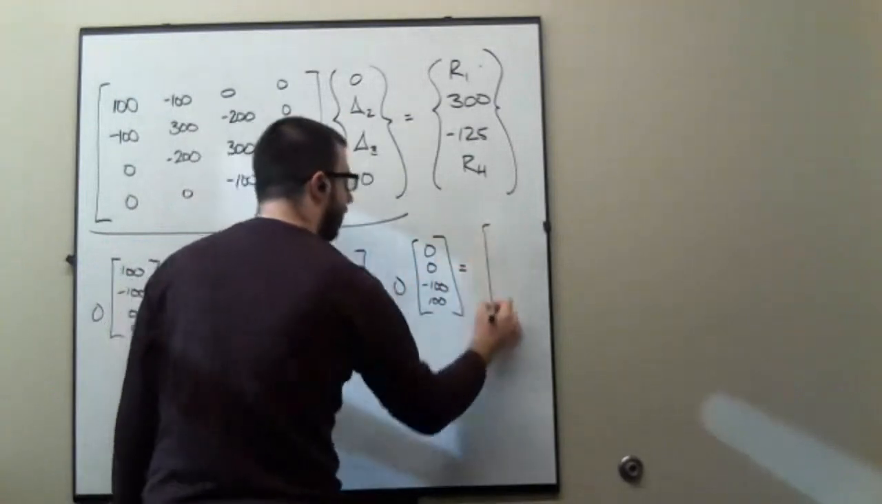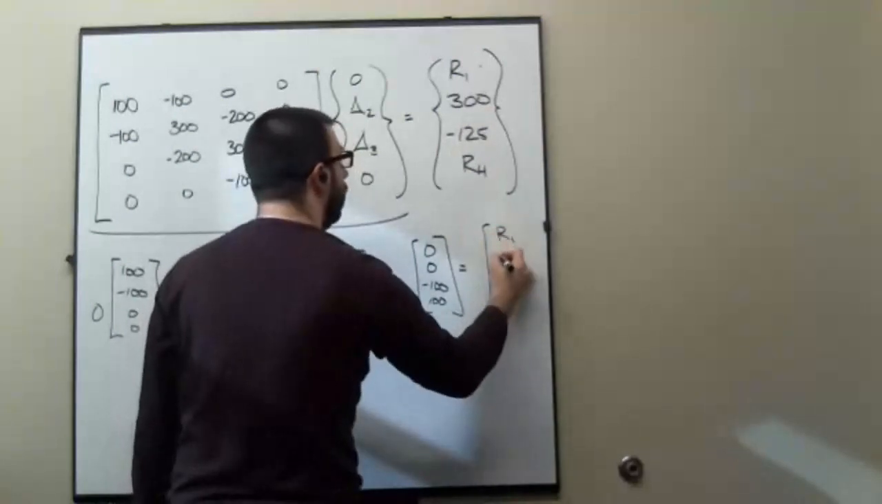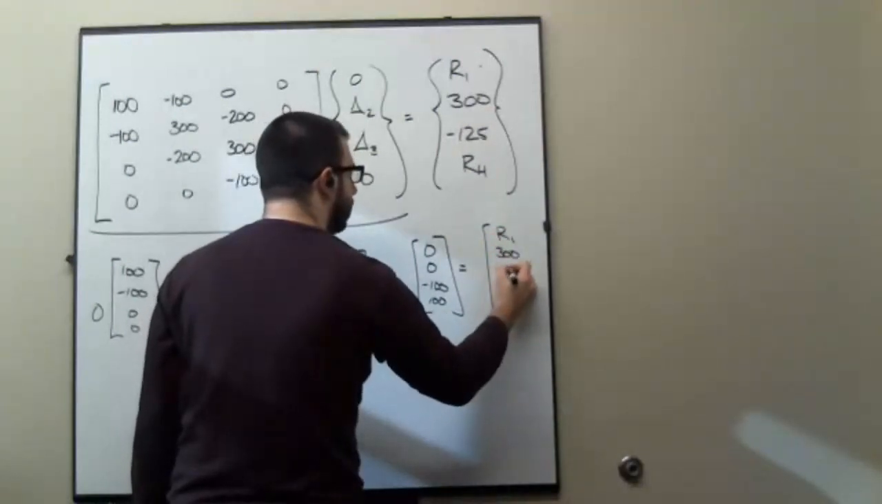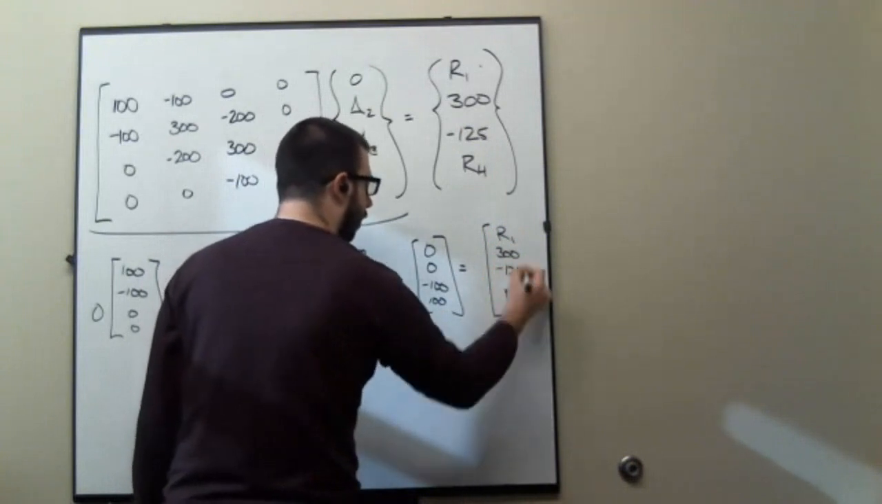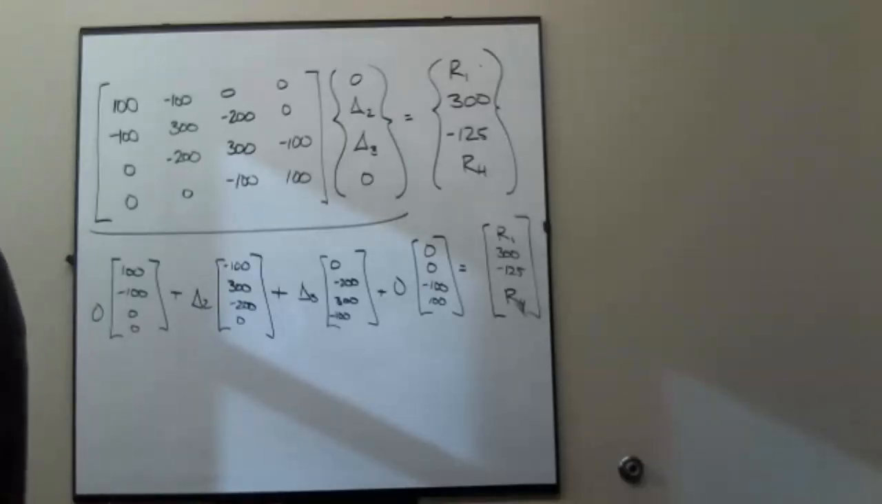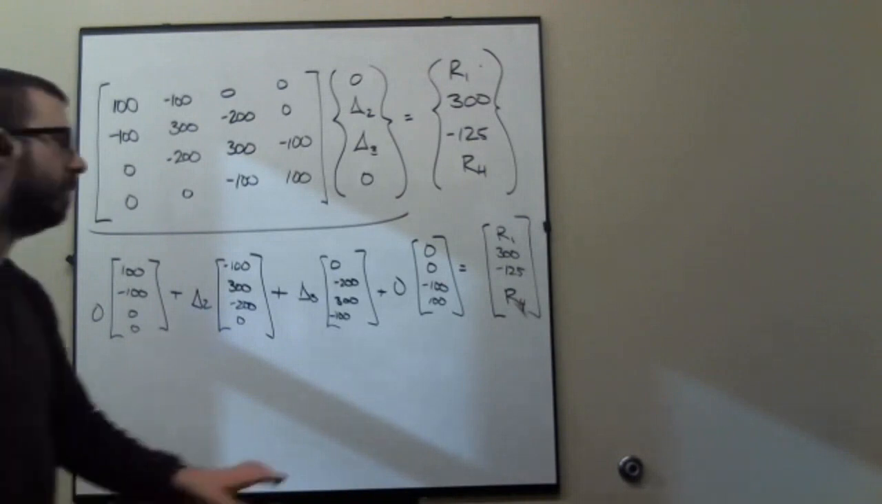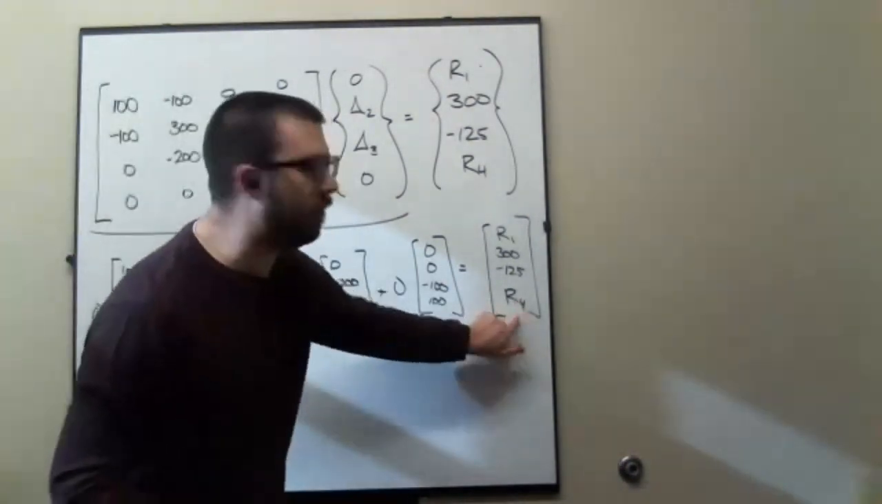And then that has to equal everything over here. R1, 300, minus 125, or R4. And this is going to fan out into a system of equations, right? Exactly. You're exactly right. That's all a set of matrix multiplication is. It's just a system of equations. But here's the ultimate point I want to make.